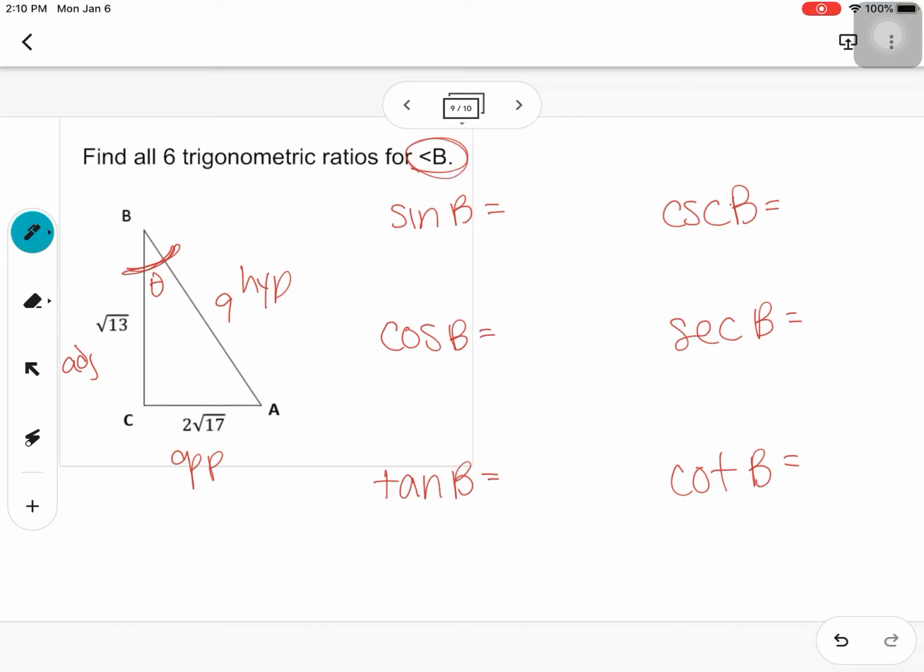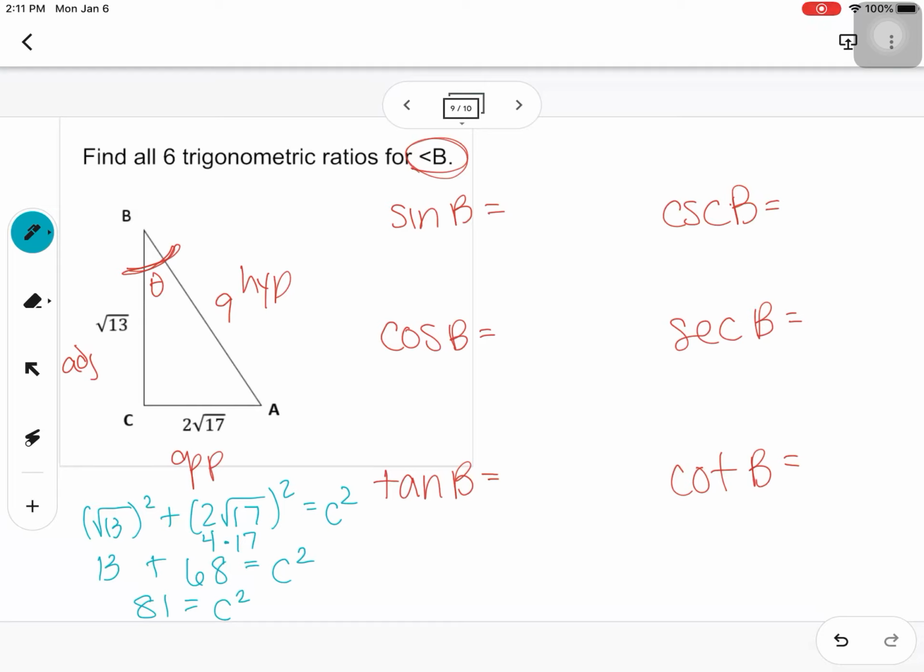If you are struggling with how we got the 9, you will do square root of 13 squared plus 2 root 17 squared equals c squared. And again, I would do this without a calculator. Squaring the root 13 just gives you a 13. When you square 2 root 17, you get 4 when you square the 2, times a regular 17 because it comes out of the radical, which gives you 68. And that equals c squared. Adding those together gives you 81. When you square root that, that's how I got the 9.